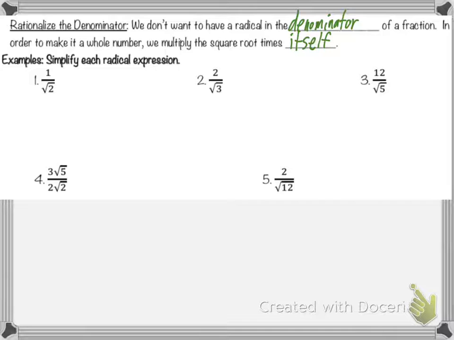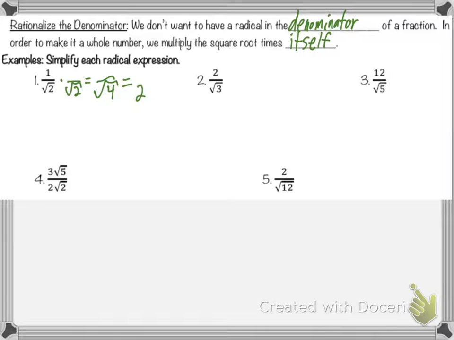So, for example number 1, when you have 1 over square root of 2, we say we don't like this radical down here. So, let's multiply the bottom by the square root of 2. Because what's going to happen in effect is we're going to have square root of 2 times square root of 2, which is the square root of 4. And hey, that's normal 2.